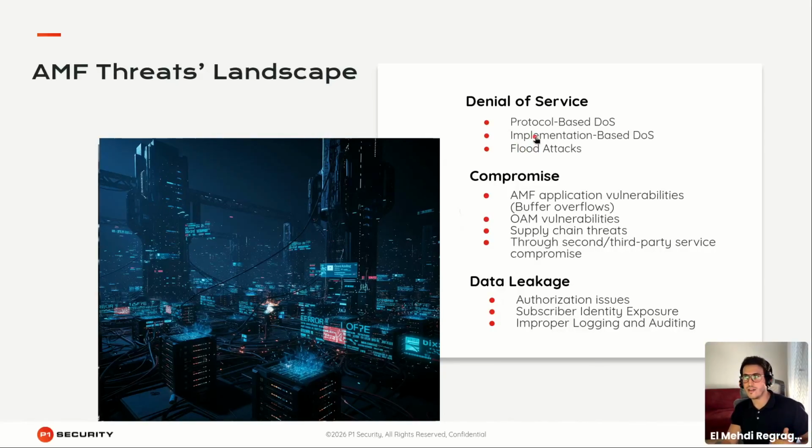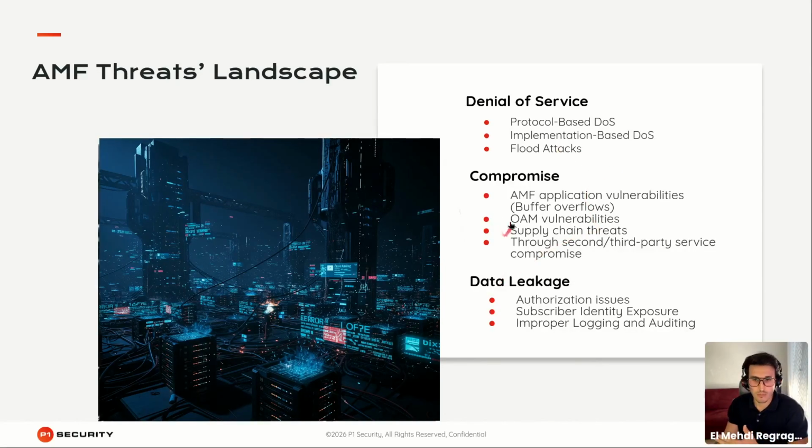Then we will have proper implementation of the vendor, where we can have JSON parsing, some specific malformed NAS messages, NGAP messages that could lead to this denial of service, and finally, flood attack, sending multiple messages and seeing if rate limiting, firewalling, and so on, is well implemented. So we can stop this type of threat.